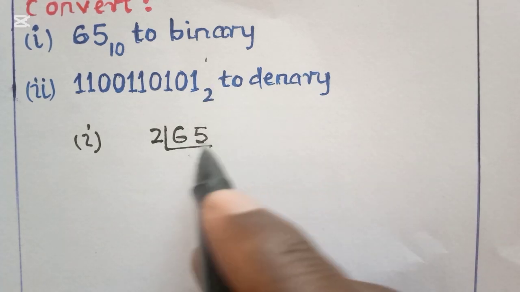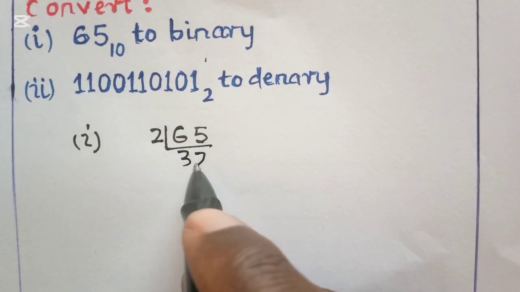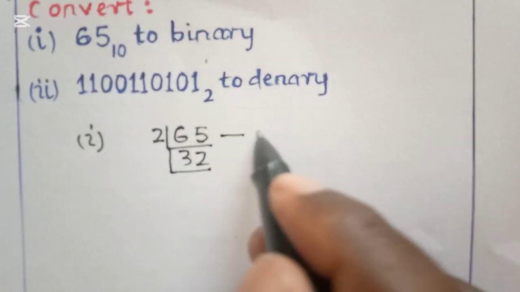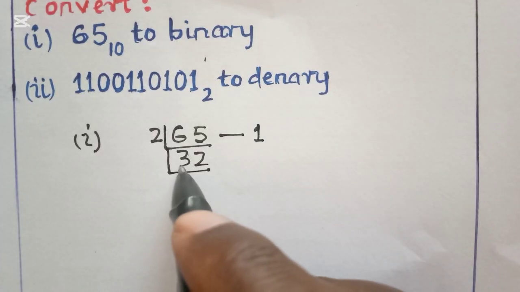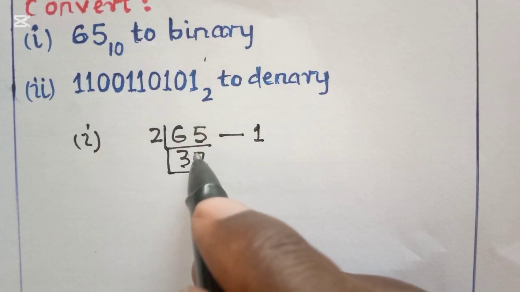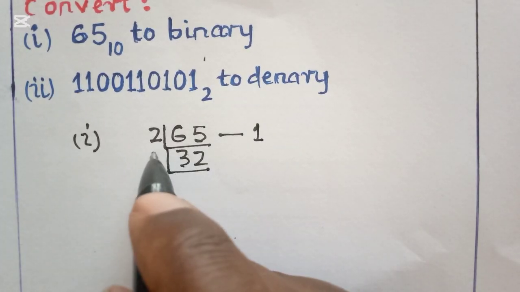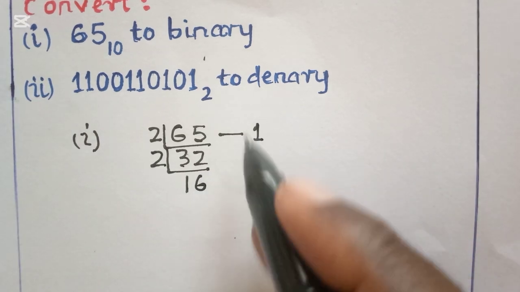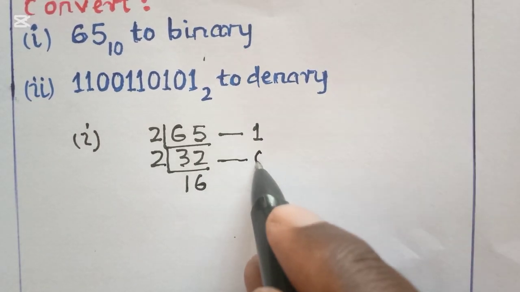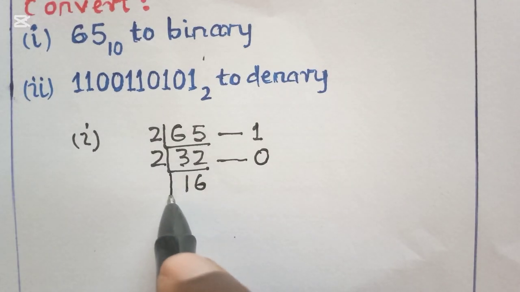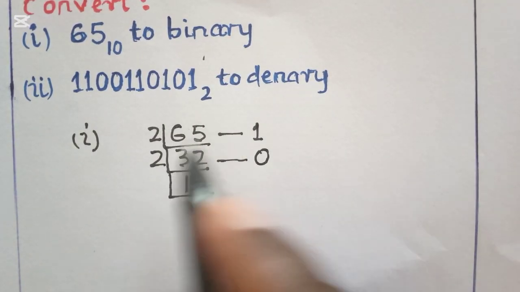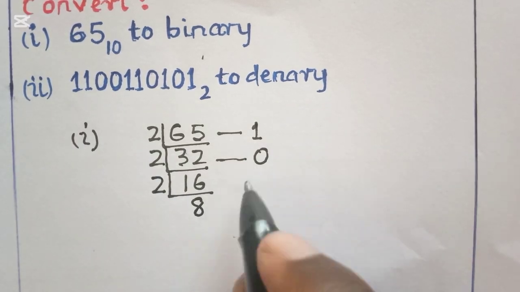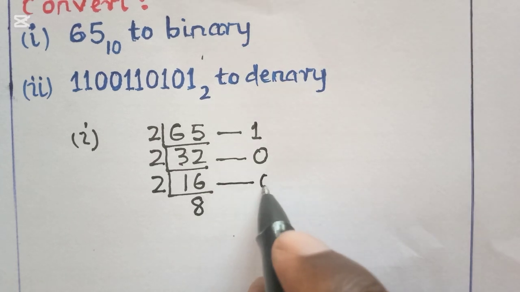When we divide that number, we will get 32 with remainder 1, because if you multiply 2 times 32, you get 64. So our remainder is 1. Come again and divide the 32, and you will get 16. Here there is no remainder, so you put 0. Again, you continue until you are not able to divide again. Divide by 2, you get 8, and our remainder is still 0.